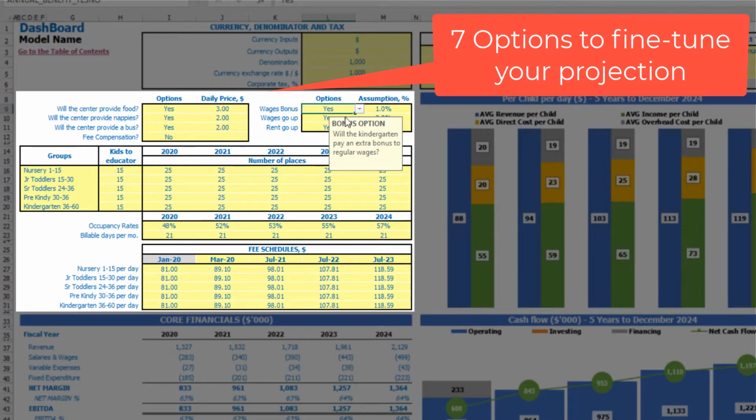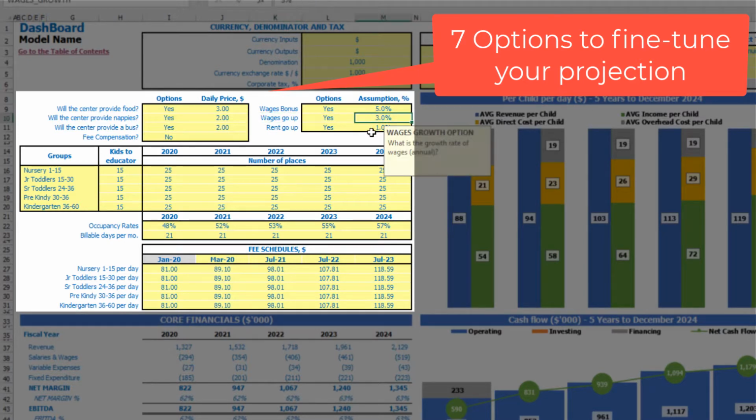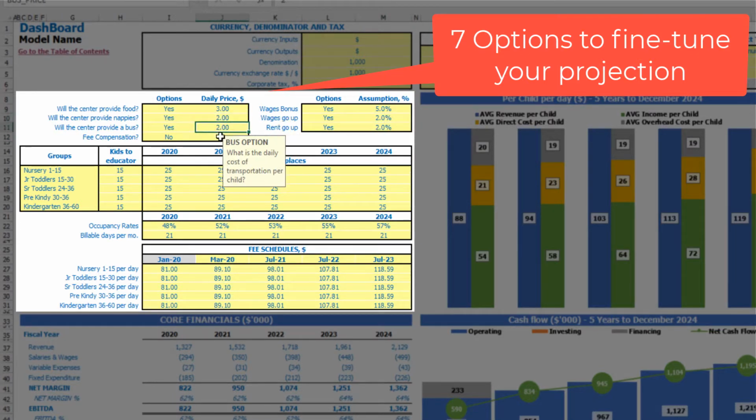Wages bonus. Will your wages have some bonus assumption? Let's say yes, it can be 5% per month. Will your wages go up? Say yes, it will be 2% per year. Will your rent go up? Let's say yes, it can be 2% per year. For each of these assumptions, you have this node which will help you to understand what calculation this assumption will drive, so it's just easier for you to understand.